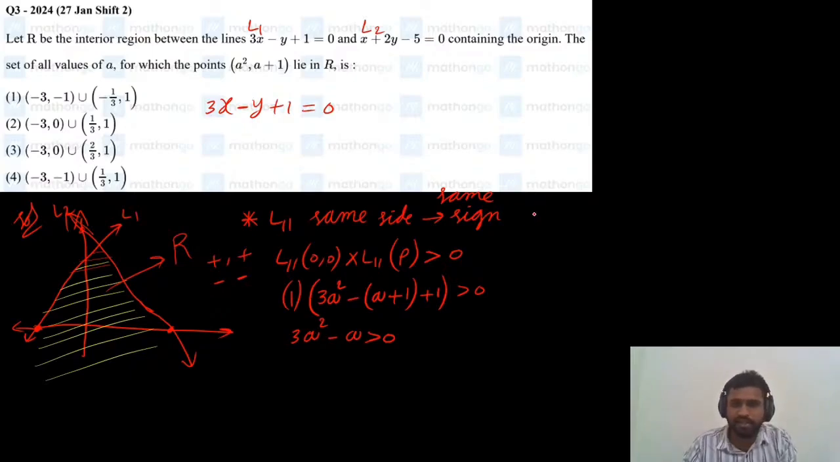And coming to the second condition, similarly, just substitute the origin.